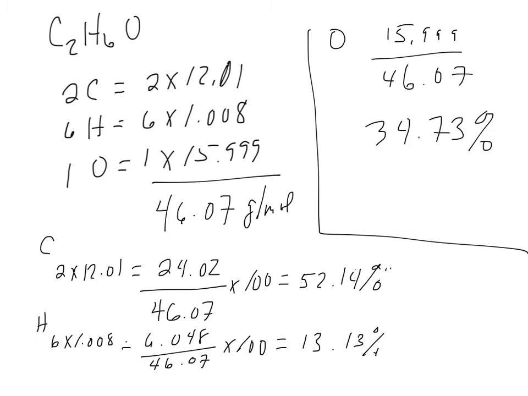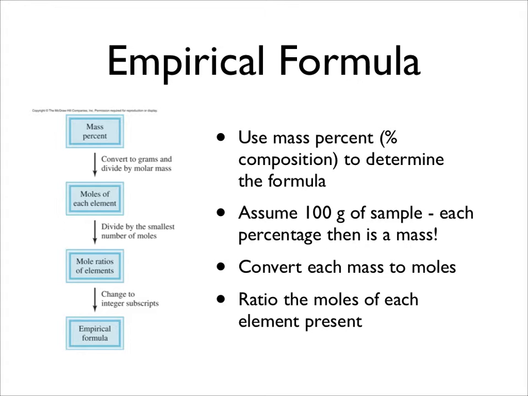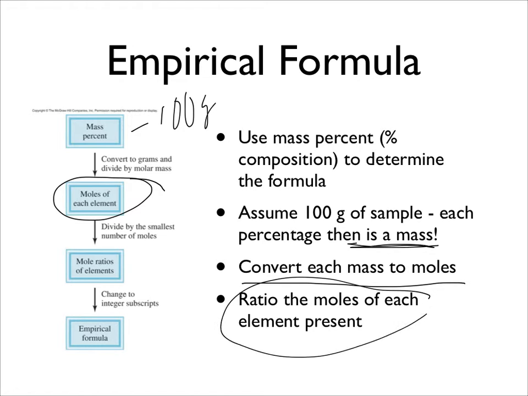Now, we can use this percent composition information to work backwards to find formulas. The way we do that is we take the mass percent and we pretend we have 100 grams of the sample. That means each percentage is then a mass. Then I can take each of the masses of the elements and convert them to moles of the elements. Moles, remember, gives us a count. That means I can take the count and ratio the count. When I ratio the count, I get the subscripts of the empirical formula. So it's actually pretty easy. Assume 100 grams, convert masses to moles, and ratio the moles of the elements.